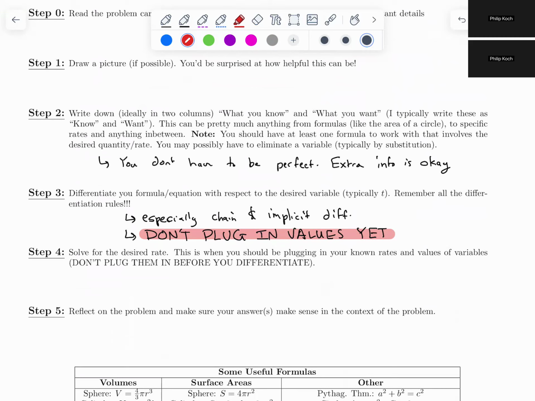And then step 5 is to reflect on the problem, specifically reflect on why you're taking Math 181 and not doing a much more fun degree. No, I'm kidding. Just reflect and make sure that it makes sense, right? If the volume is increasing by 1 centimeter cubed, and you get that the radius is increasing by 3,000, that might be an issue, right? That might be something to say, like, I must have done something wrong. Or if you know that something is increasing in size, but your rate of change is negative, that might be an issue. So make sure that it makes sense in the context of the problem.